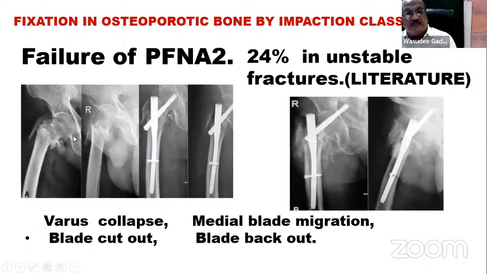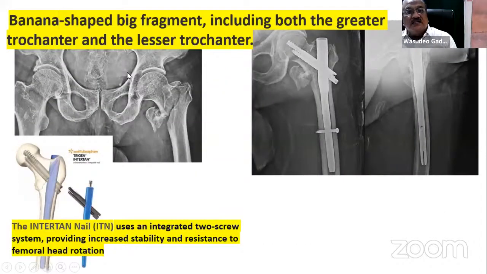And the same thing is replicated here. No lateral wall, only 2-point fixation, and ultimately it has migrated inside. Another example, this is the fracture, a banana fracture.